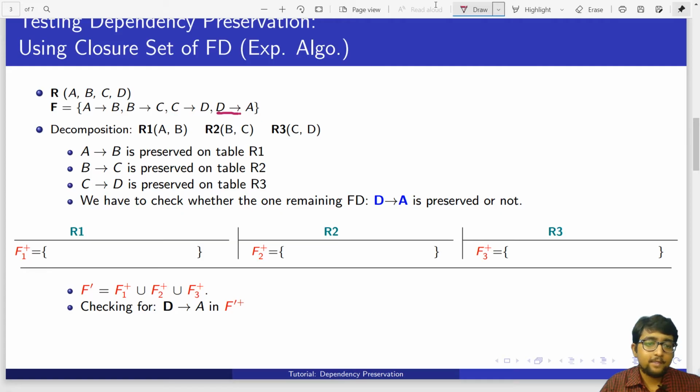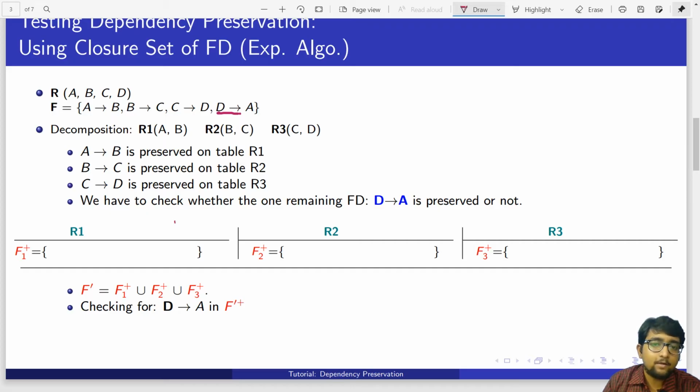That's why we have written here, we have to check whether the one remaining functional dependency, D functionally determines A, is preserved or not, because A functionally determines B, B functionally determines C, and C functionally determines D are preserved on R1, R2, R3, as we discussed in the previous case. In order to find the non-trivial functional dependencies which may be present in the table, we have to find the closure set of functional dependency, correct?